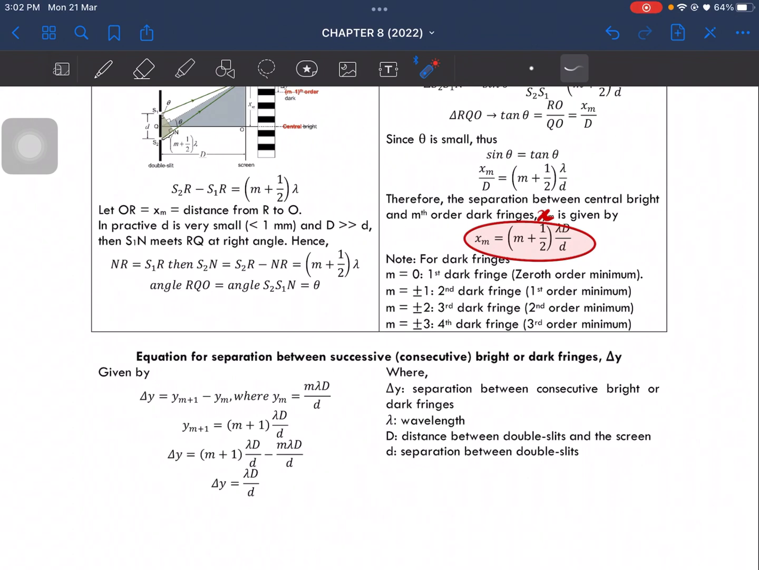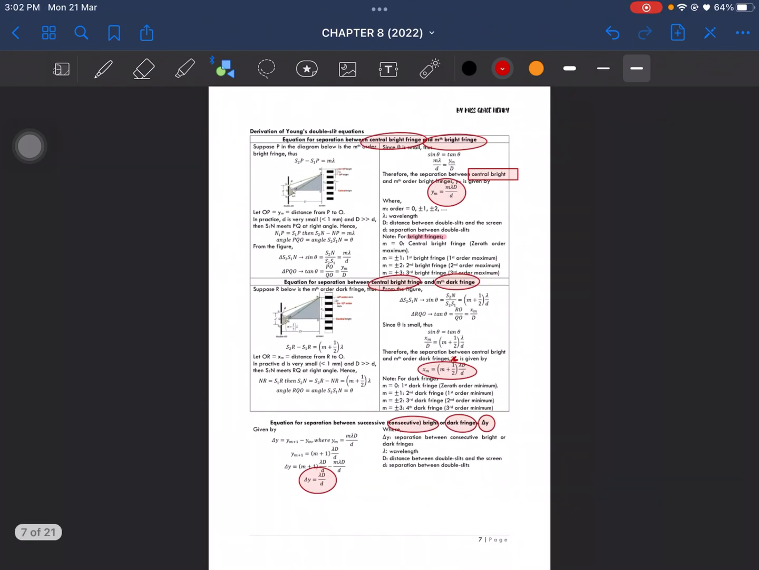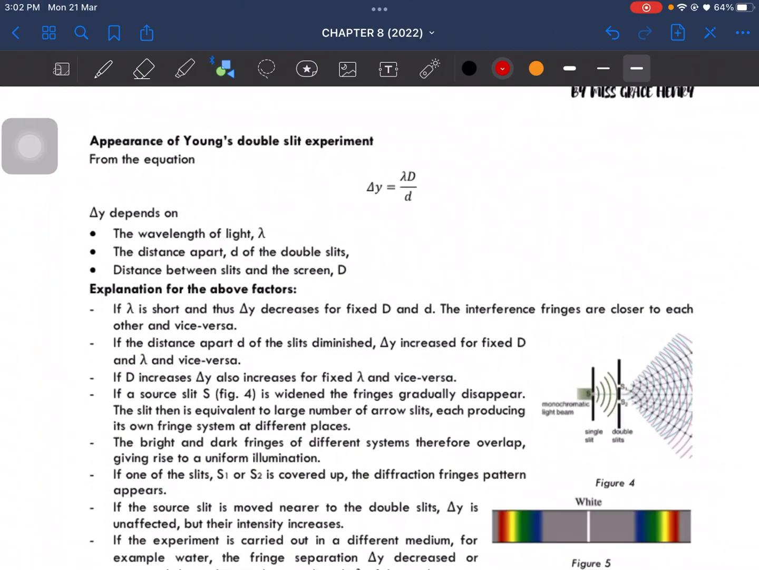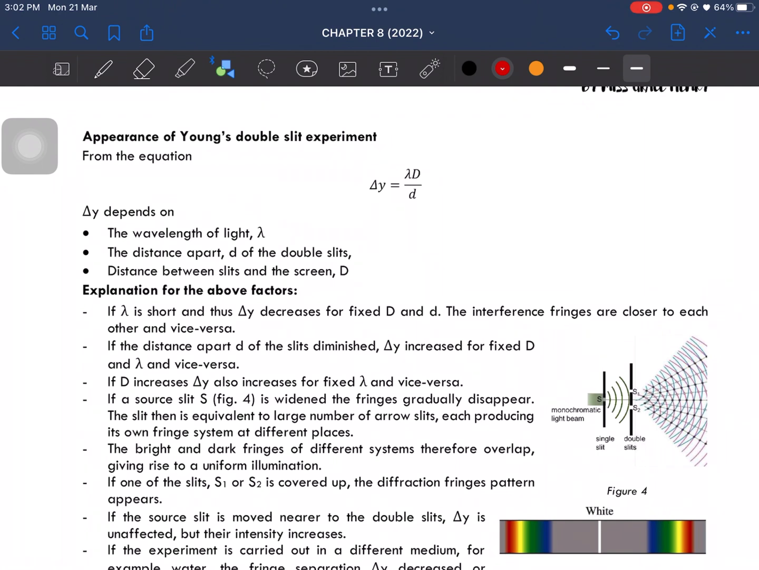So the equation for the separation between consecutive bright or dark fringes, which is delta y, is given here. Okay, so delta y again is the separation between consecutive bright or dark fringes. And then capital D and small d, I've explained to you that one. It's similar. Alright, so now the appearance of Young's double slit experiment.